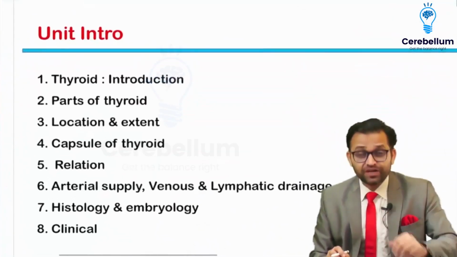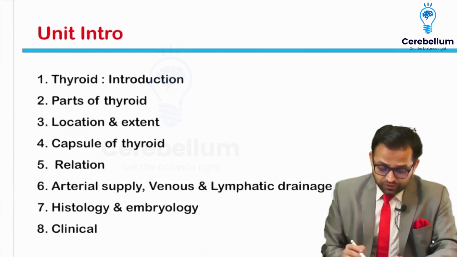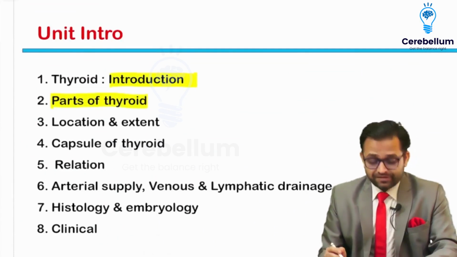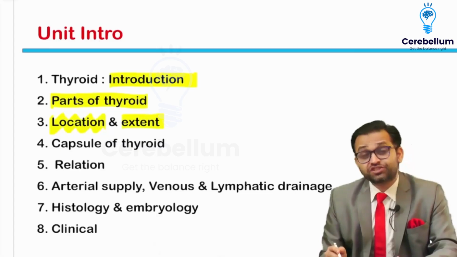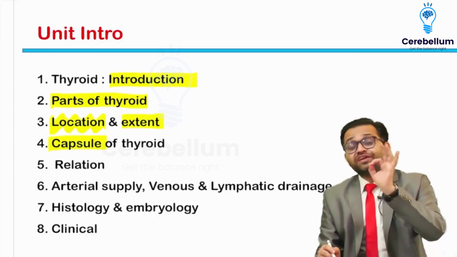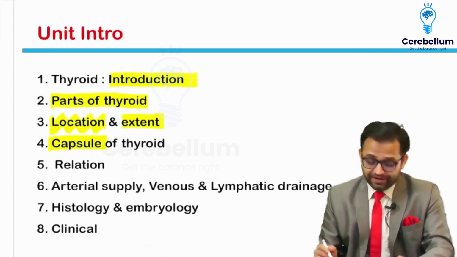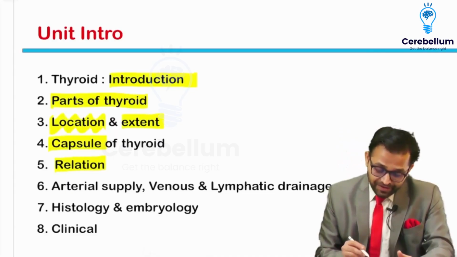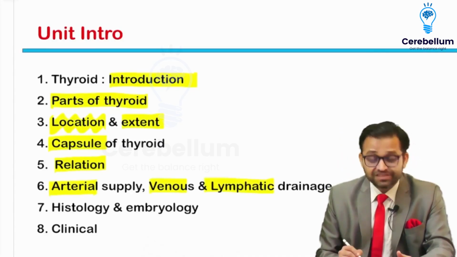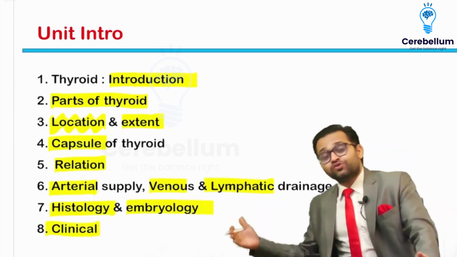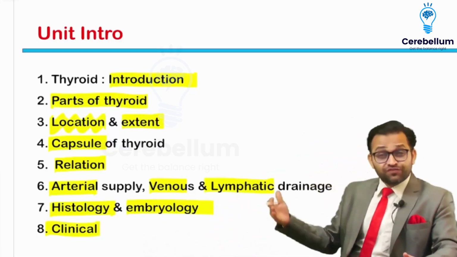What are the different points which we are going to learn in this unit? We are going to see the thyroid introduction. Then we will see the parts of the thyroid gland. Then we will observe the location and extent of the thyroid gland. We will observe the capsule of the thyroid gland so that we can understand the surgical process of the thyroid. Then we will observe the different other viscera and structures related with the thyroid gland. Then we will see the artery, vein and lymphatic drainage. Then we will observe the histology and the development. We will see the clinical points. Then you have to learn regarding your surgery, medicine, pathology, physiology, pharma and other subjects.